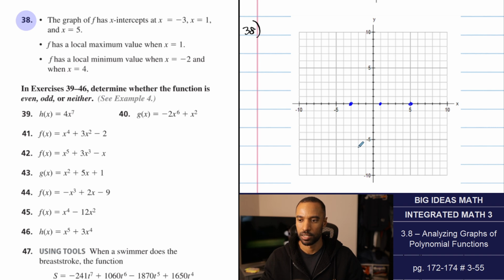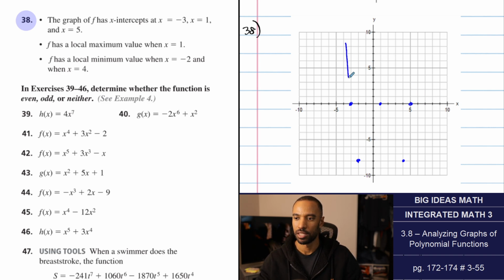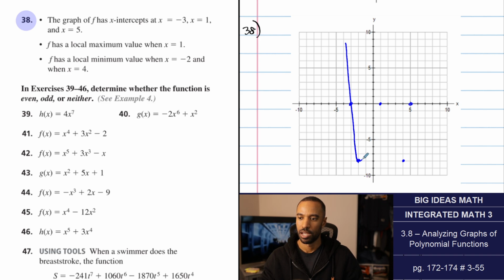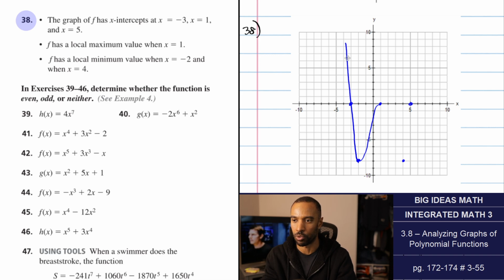So let's say it there, and a local min when x is 4. Maybe there's some symmetry to this graph. They look like they have equal spacing. So let's do kind of a quartic function looking thing. So it's going to have one turning point here, and then it's going to go up, and it's going to go bouncing off of this right here. And if I did this kind of right, I can probably just reflect my own graph right here.